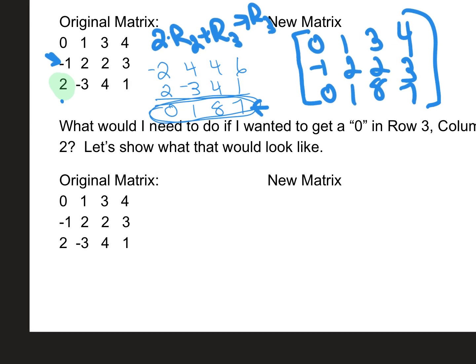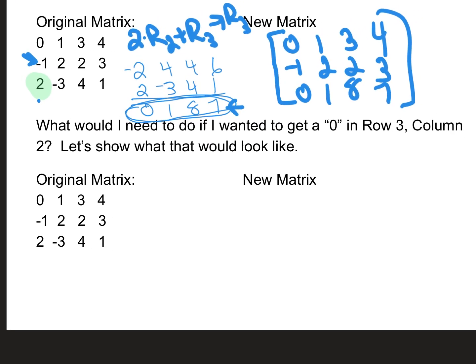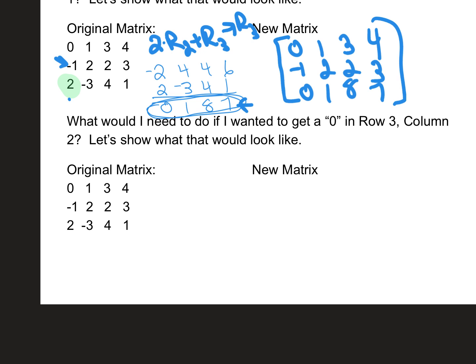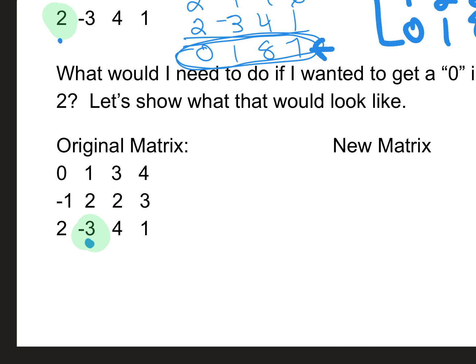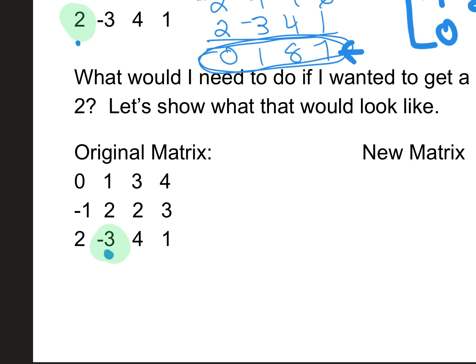What would I need to do if I wanted to get a 0 in row 3, column 2? So I want a 0 here, okay? Or maybe if I highlight it, I want a 0 there. So I need to pick 2 equations. Basically, I need that column to have a +3 and a -3, okay? So I am going to take row 1, and I'm going to multiply it by 3. What that does is gives me a 3 in that position there, so when I add them together, I get 0. So I'm going to take 3 times row 1, and I'm going to add it to row 3.